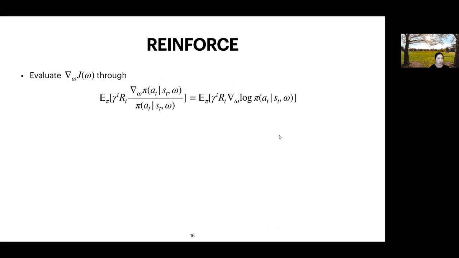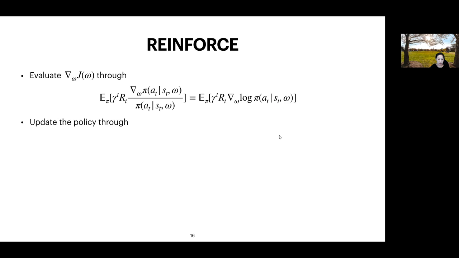And actually here, let me make it more explicit, right? As I said in the last slide, you're going to evaluate the gradient through this expectation of gamma t, return t, omega, the gradient of omega pi, divided by pi. And now if you see it, right? This term, by some basic math, you will see is just the gradient of the logarithm of pi. There's really no motivation, it's simply because of math. So it becomes the gradient of the logarithm of pi at given st, omega. Okay.